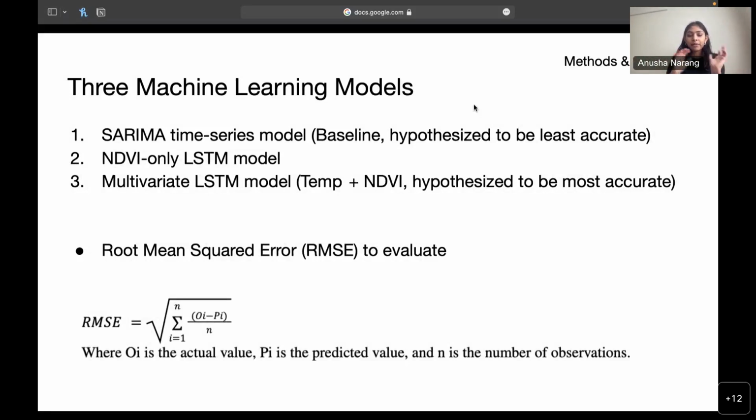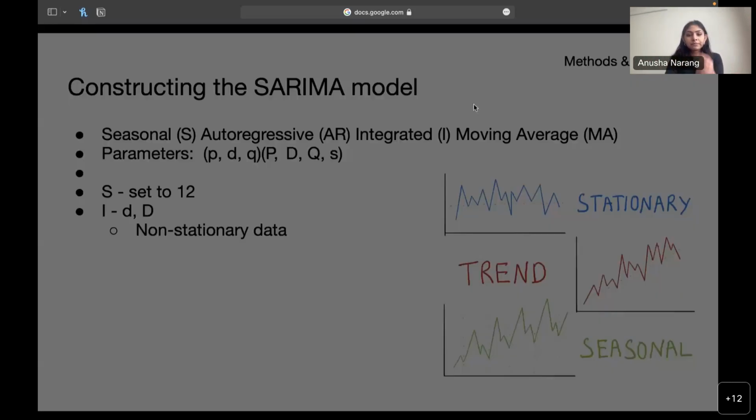In order to evaluate my models, I used root mean squared error. What this does is it measures the difference between the actual values and predicted values, and lower root mean squared error values correspond to more accurate models. It's abbreviated as RMSE on the slides.